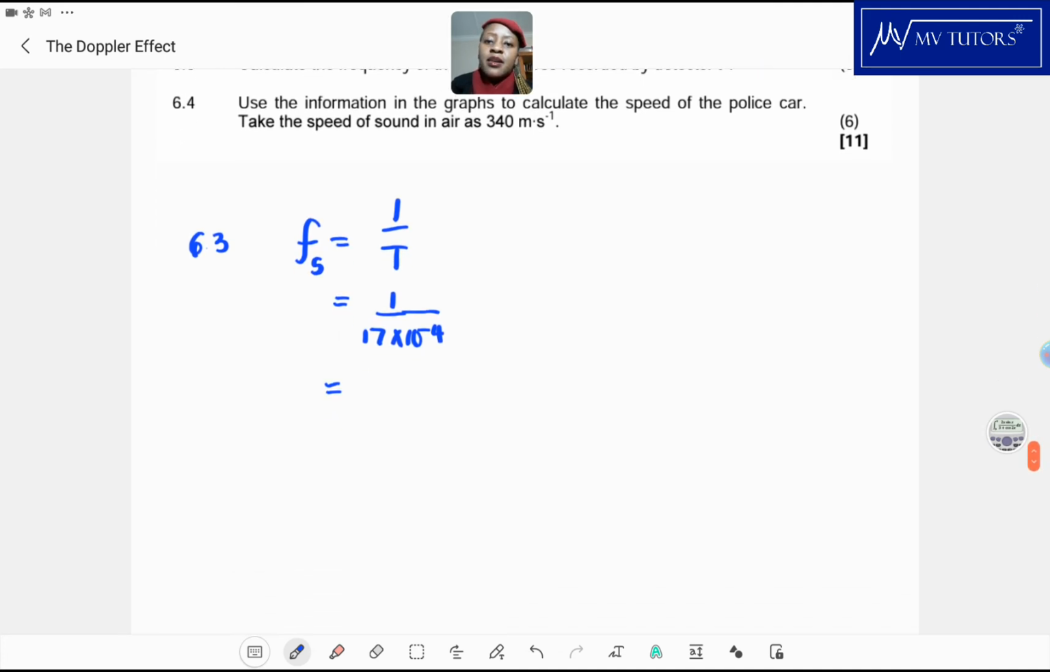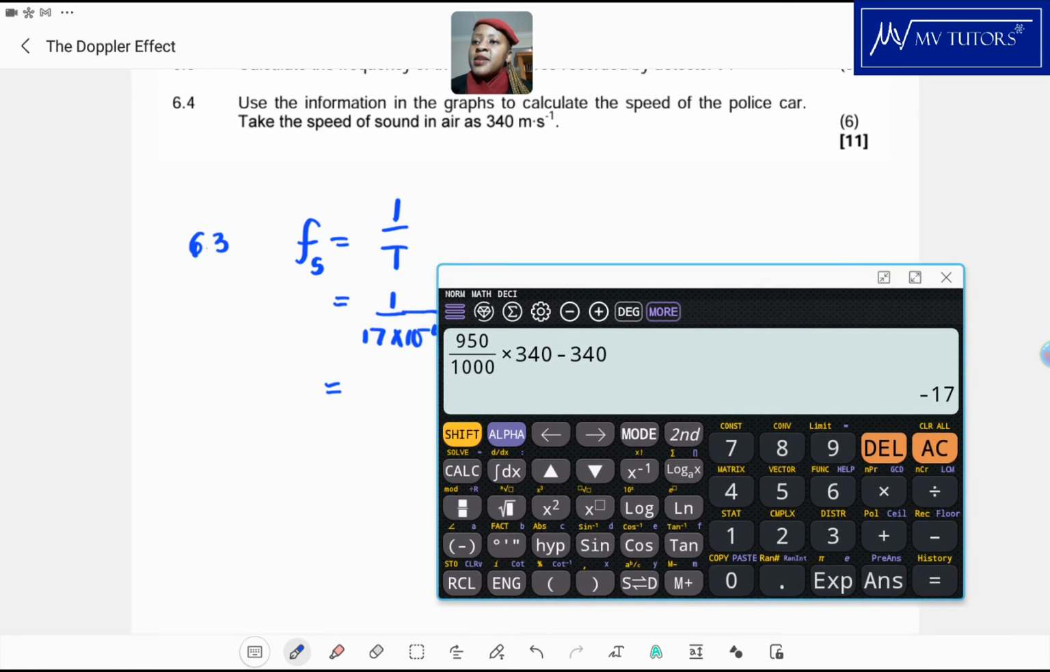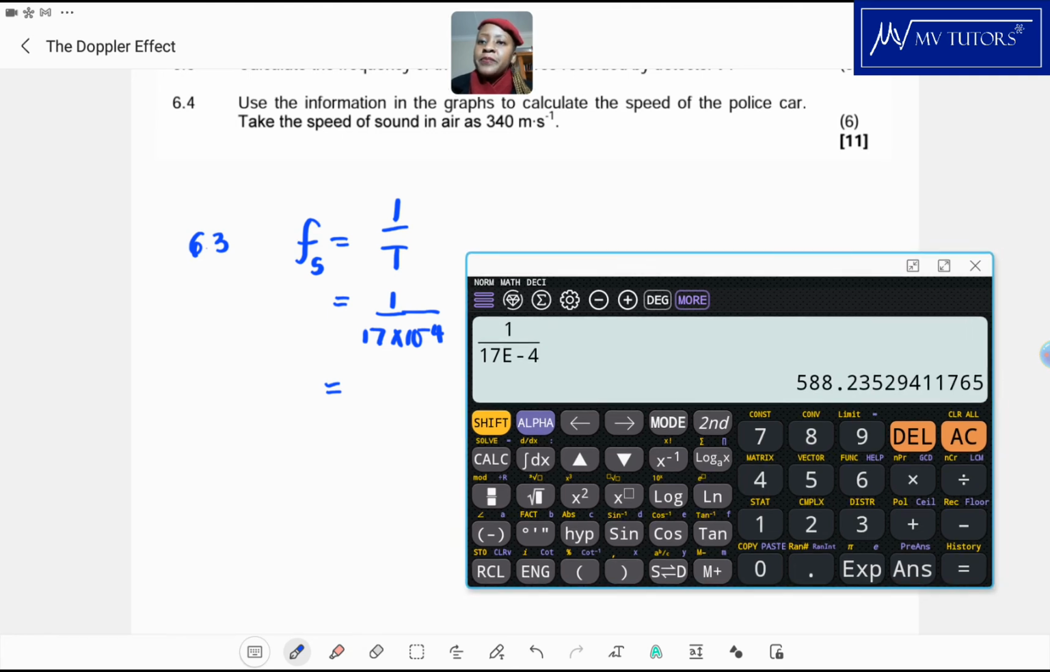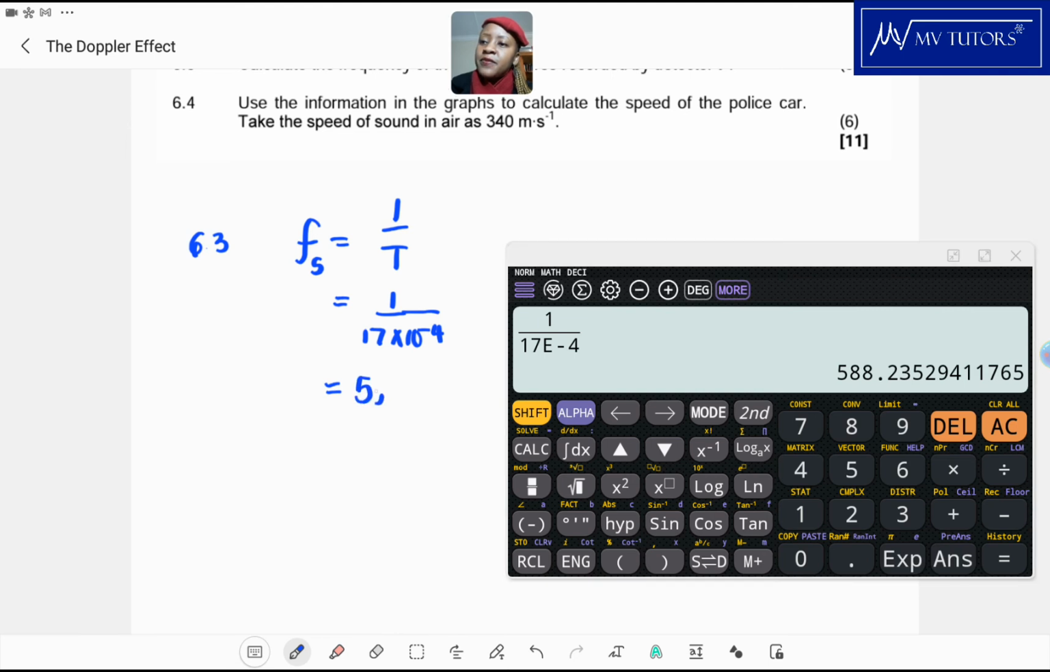Right, so using a calculator, we will say 1 over 17 times 10 to the power minus 4, and that is 588.2353, and so on, but we normally round off to 2 decimal places, so it's 588.24 hertz.